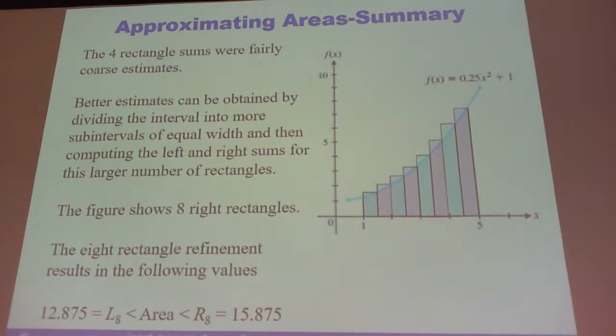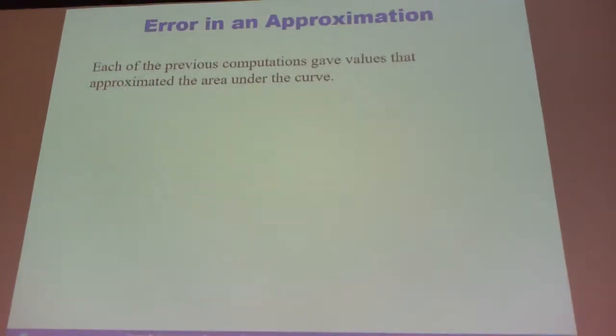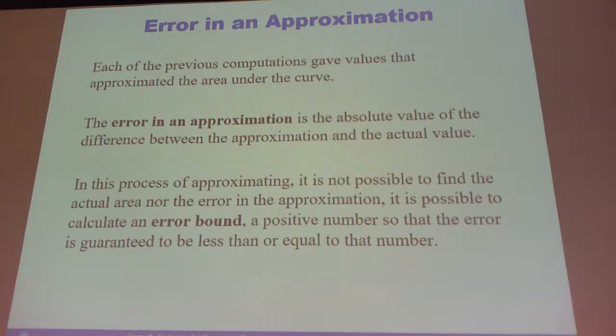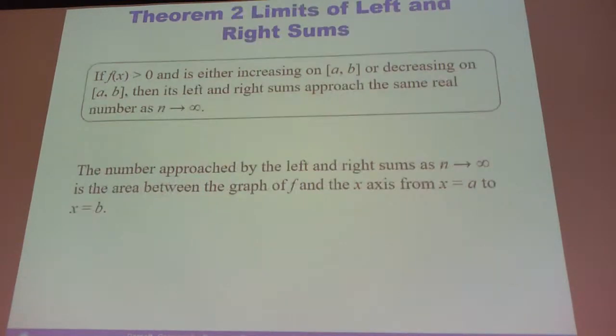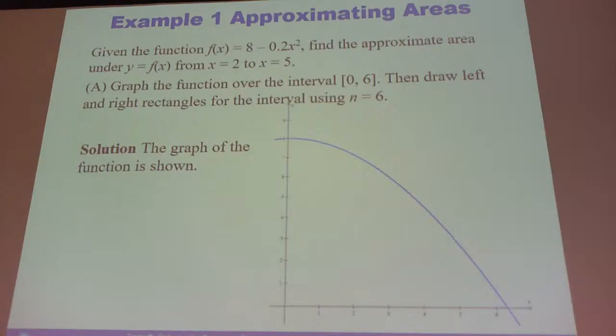And the more rectangles would give me a better answer. So it narrows it down between 12.875 and 15.875. So all these ways are to approximate, knowing that there may be an error involved. But the big thing I want you to take away from this is that when you take an integral, you're finding the area under the curve.